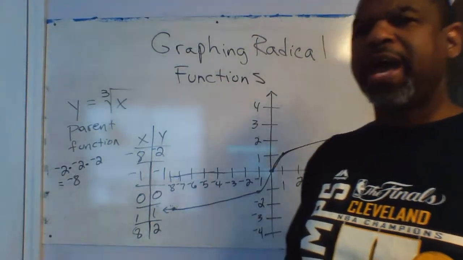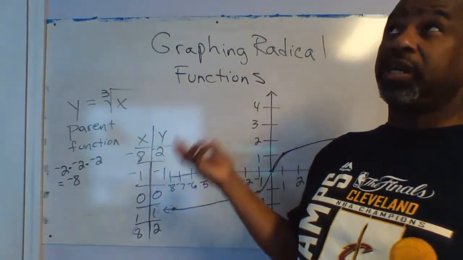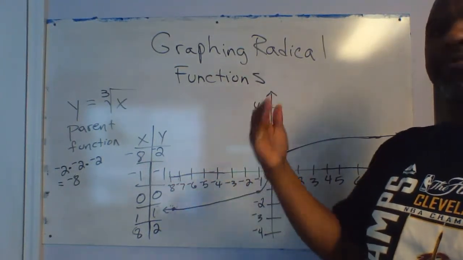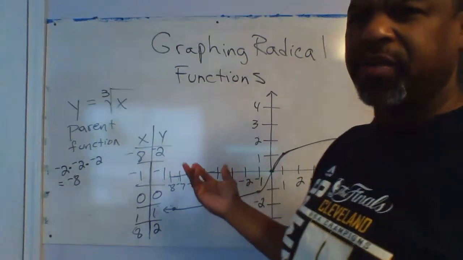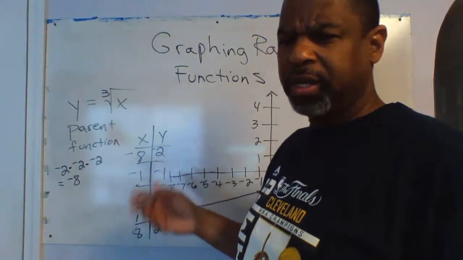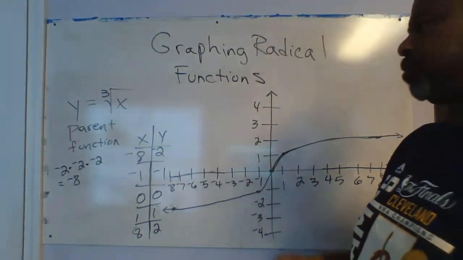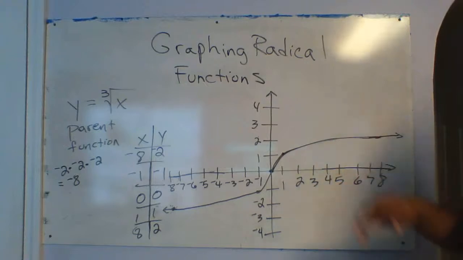So what we're going to do now, we've got to talk about the shifts. When we did quadratics, we did the shift up and down, left and right. You're going to do that for every function you have, regardless of the power. It's the same basic principles. This is for an odd function. We did an even function earlier with the square root. Now this is the third root. So now we've got to talk about what the shifts look like.